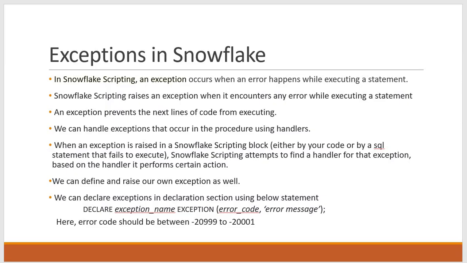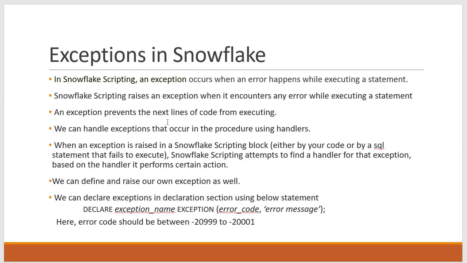That means when our Snowflake stored procedure encounters an error, it will raise an exception. So what will this exception do? This exception will prevent the next lines of code from executing. Suppose we have 10 statements in a procedure and an error happens in the first step, then it will not execute the remaining 9 steps. It will come out of the procedure by throwing that error or exception.